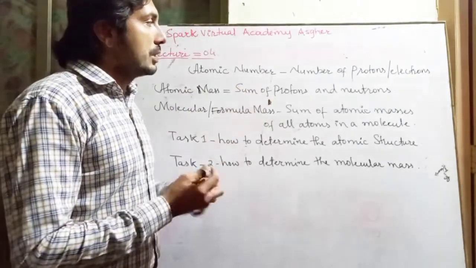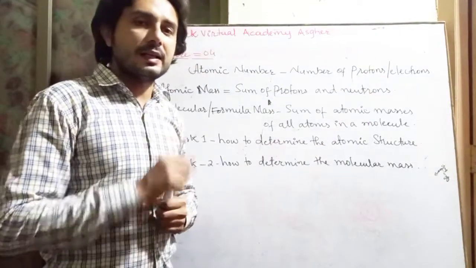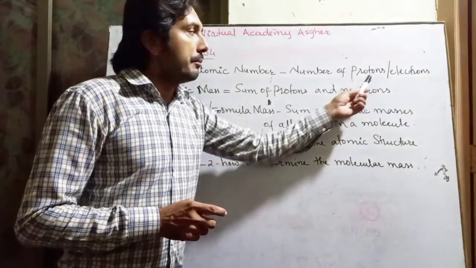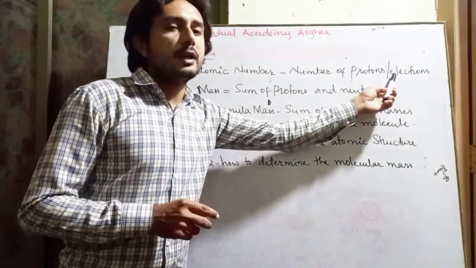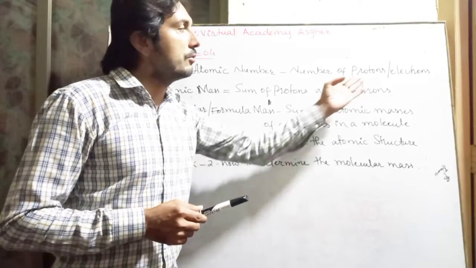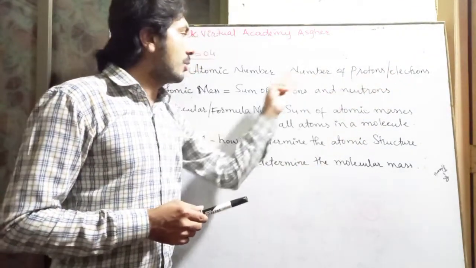Atomic number generally means the number of protons or the number of electrons present in an atom. We say "or" here because in a neutral atom, the number of protons and the number of electrons are always equal. So if we count the number of protons or the number of electrons, it's the same thing, and it is known as the atomic number.